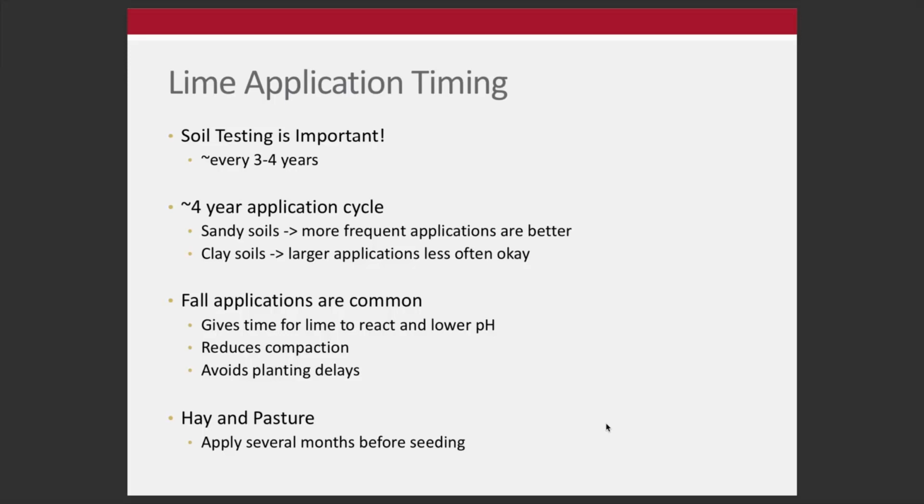So hay and pasture, obviously there's no incorporation in a long-term hay or pasture system because you've got perennial vegetation there. So we really want to fix or address any issues that we have in pasture or hay fields before we seed, and do that several months in advance if possible. We can always think about surface unincorporated applications, but again, not as effective as if it gets fully incorporated.